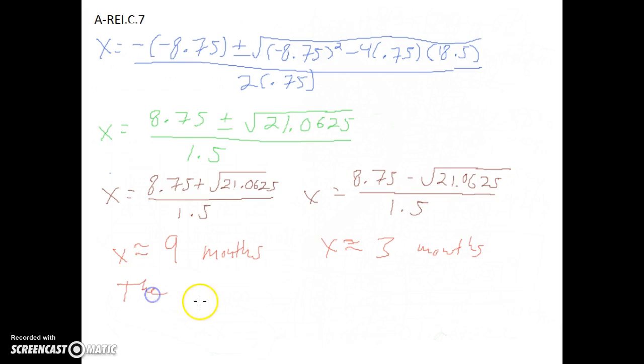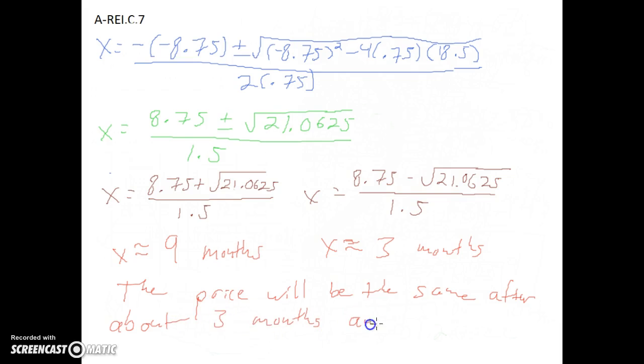So the price will be the same for these. Remember, we want complete sentences. After about 3 months, the price is the same, and again after about 9 months. If we had a negative month, we would ignore it. Since this question is only talking about a 12-month period, if we got a number bigger than 12, we'd ignore that as well. But both of these are fine. So pretty much we set the equations equal to each other, set equal to 0, and solved it.